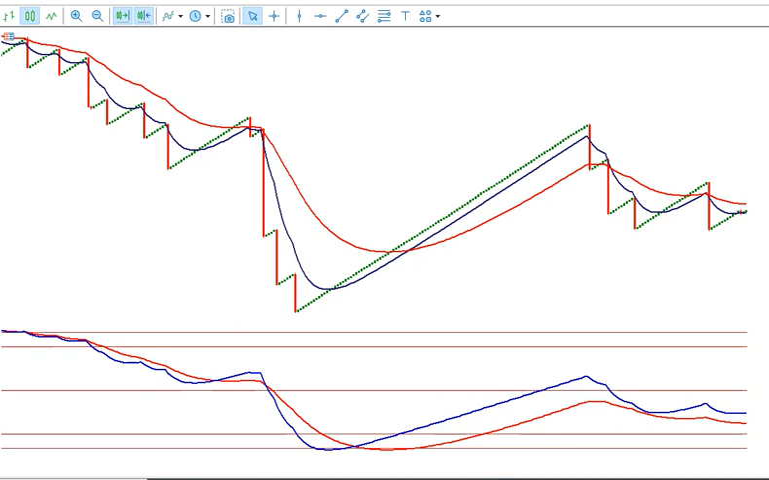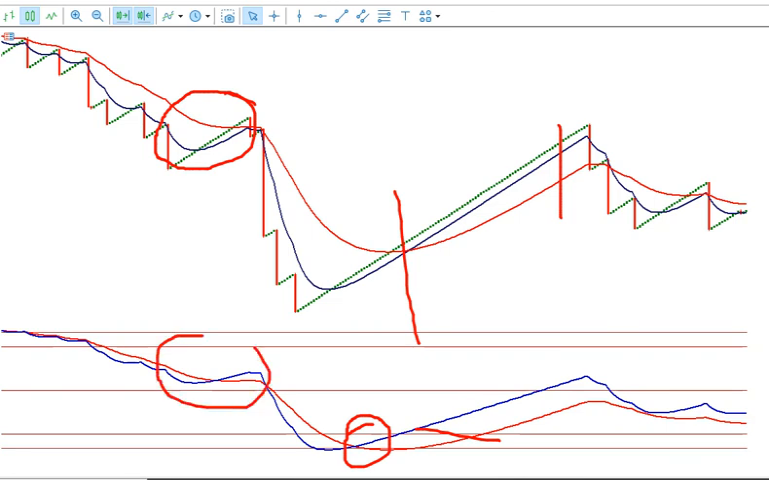Now look at this place. This one entered here and crossed here. As it crossed here, it confirmed it from this place. Look at where it is. So if you see something like this, then know that it has not stepped into the oversold zone. It's not here.